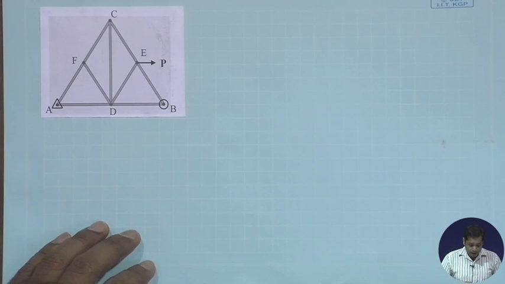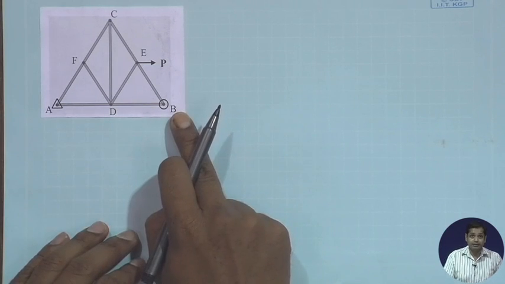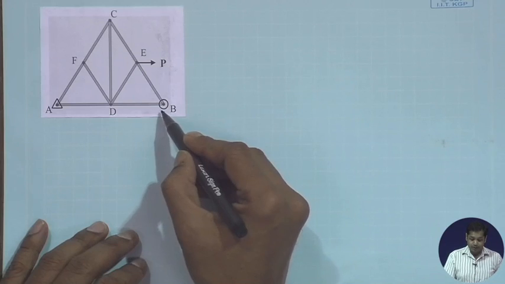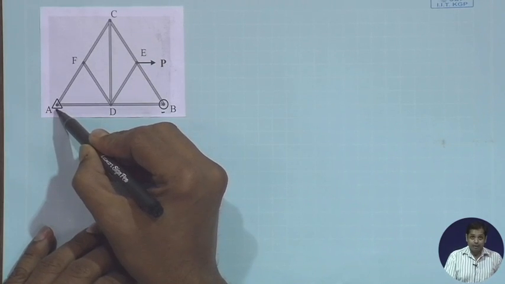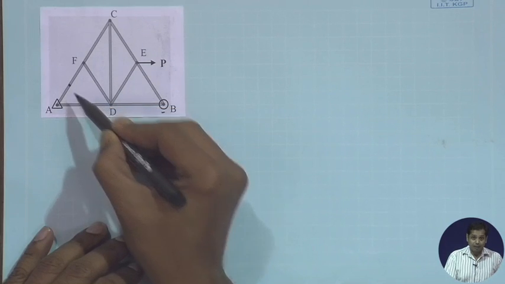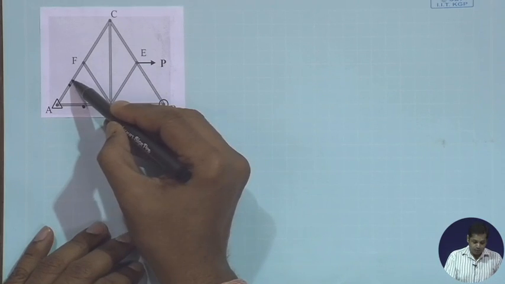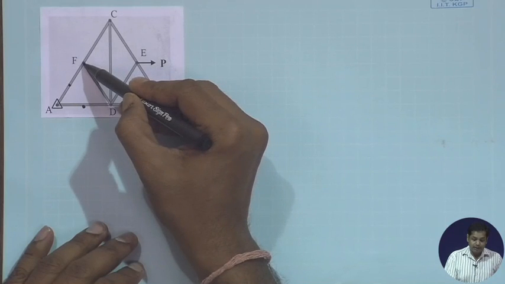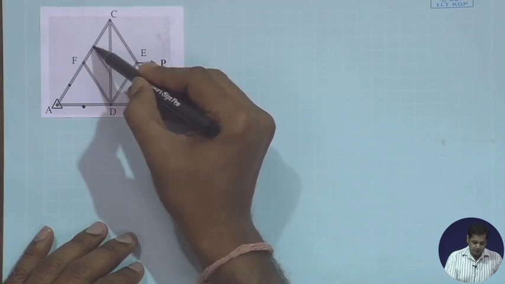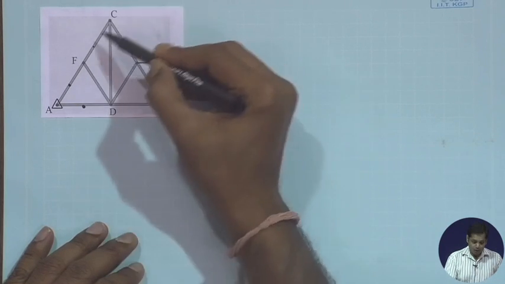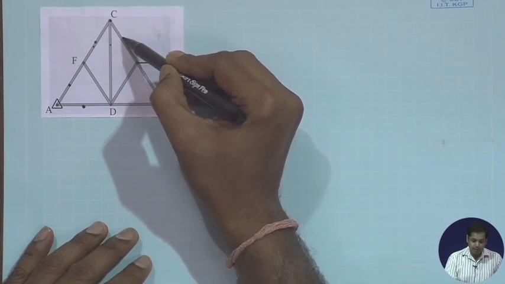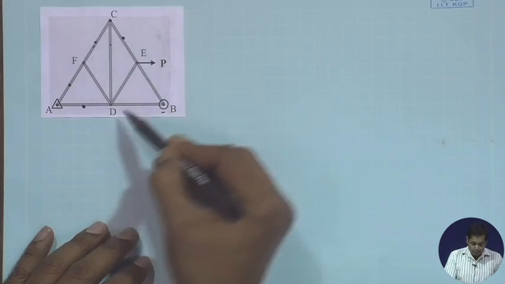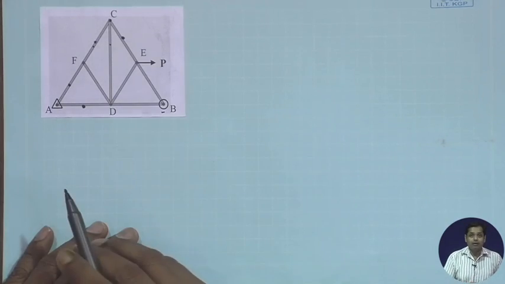Now what we have to do is, first we need to find out the support reaction. Once we know the support reactions, we can take this joint and determine the force in this member and force in this member. Once we know the force in this member, we take this joint to determine force in this member and this member. Once we know the force in this member, we can take this joint to determine force in this member and this member. If you go this way also, we need to do something similar.